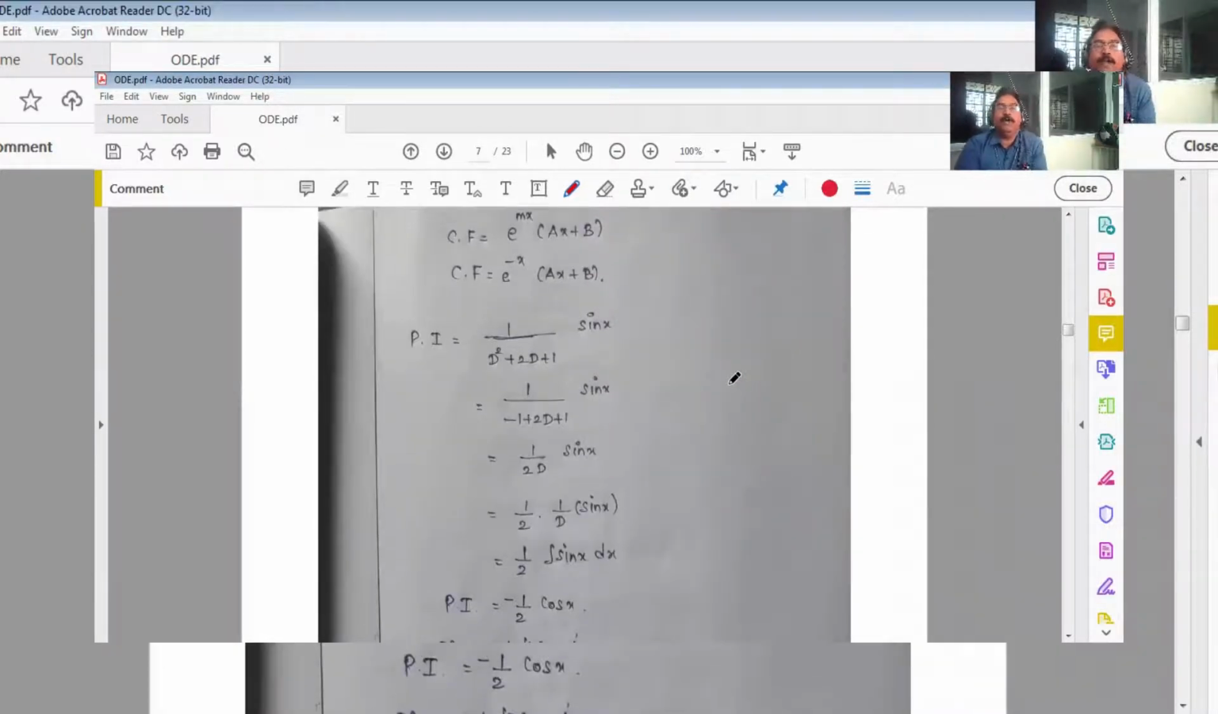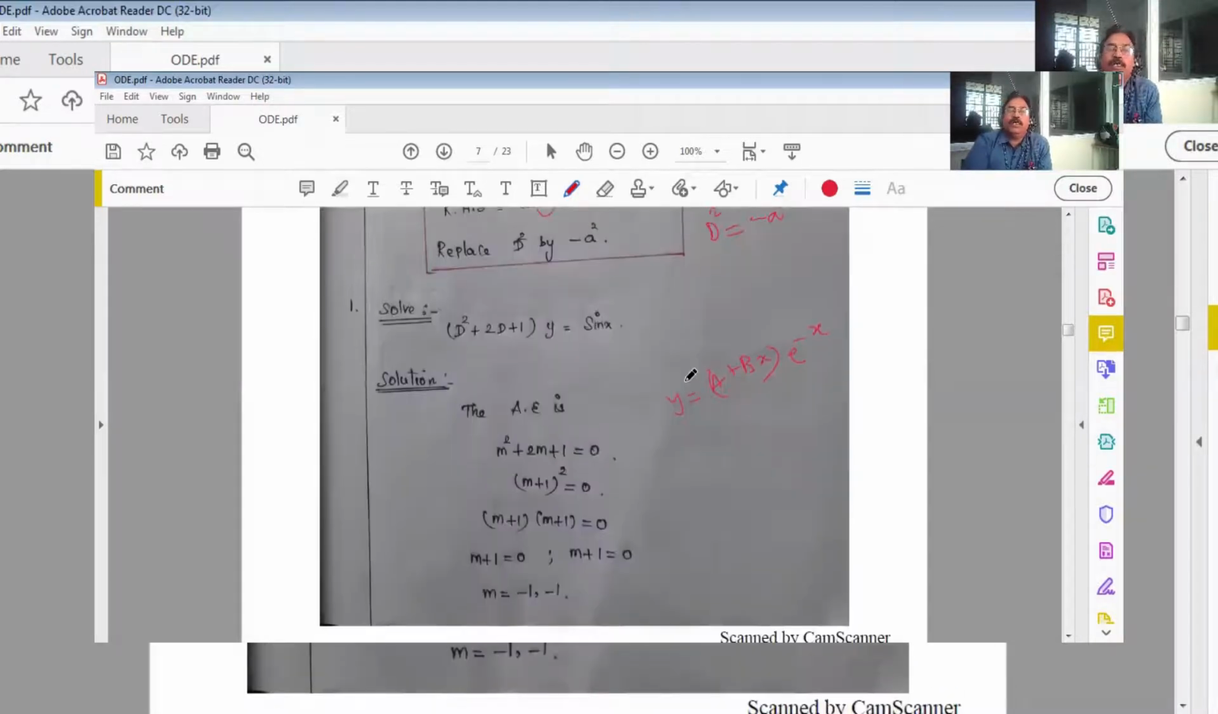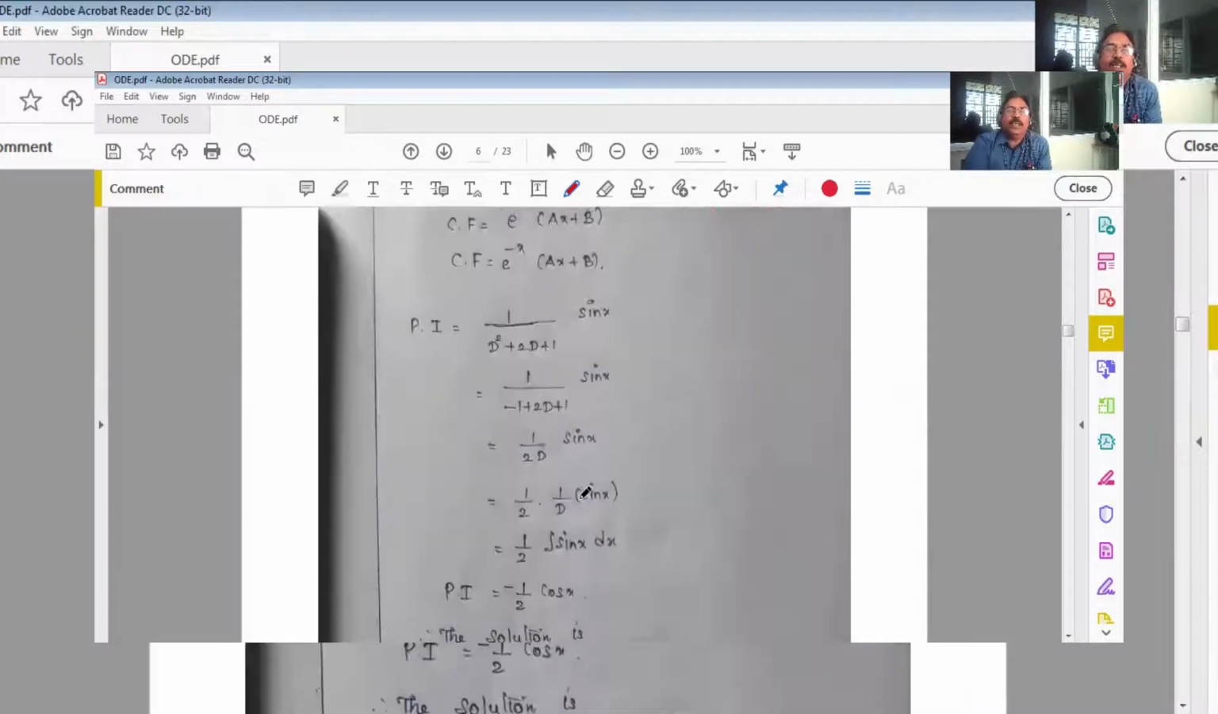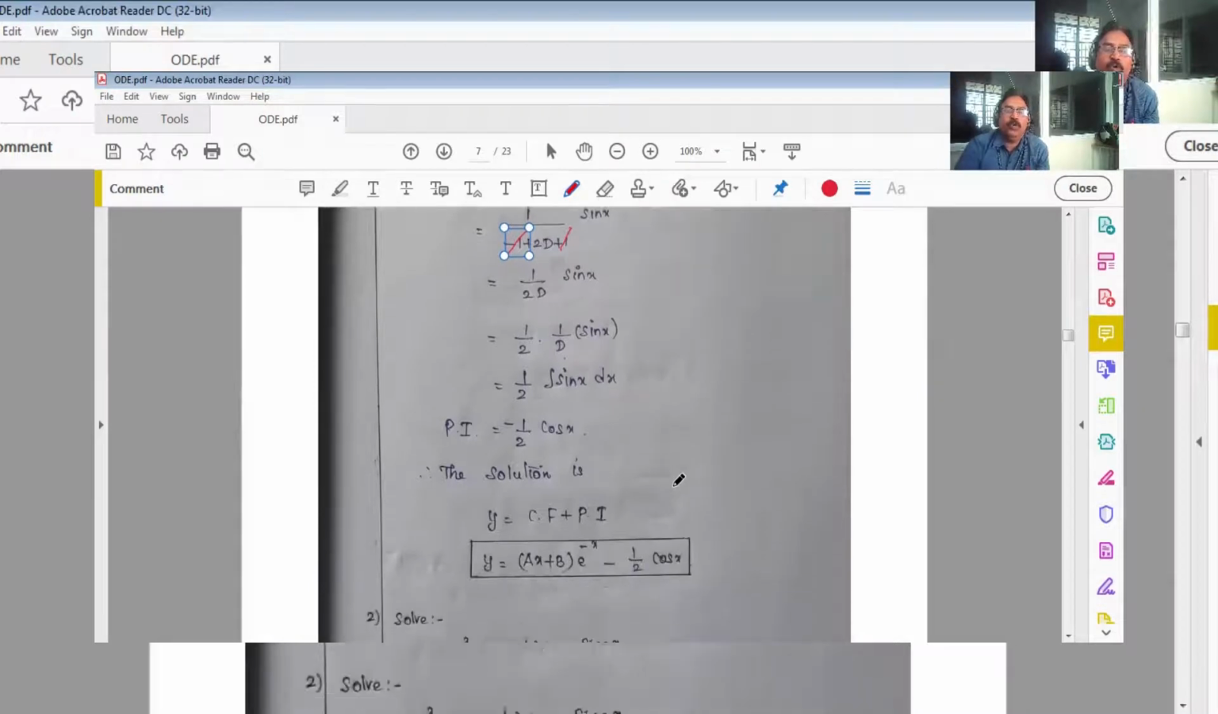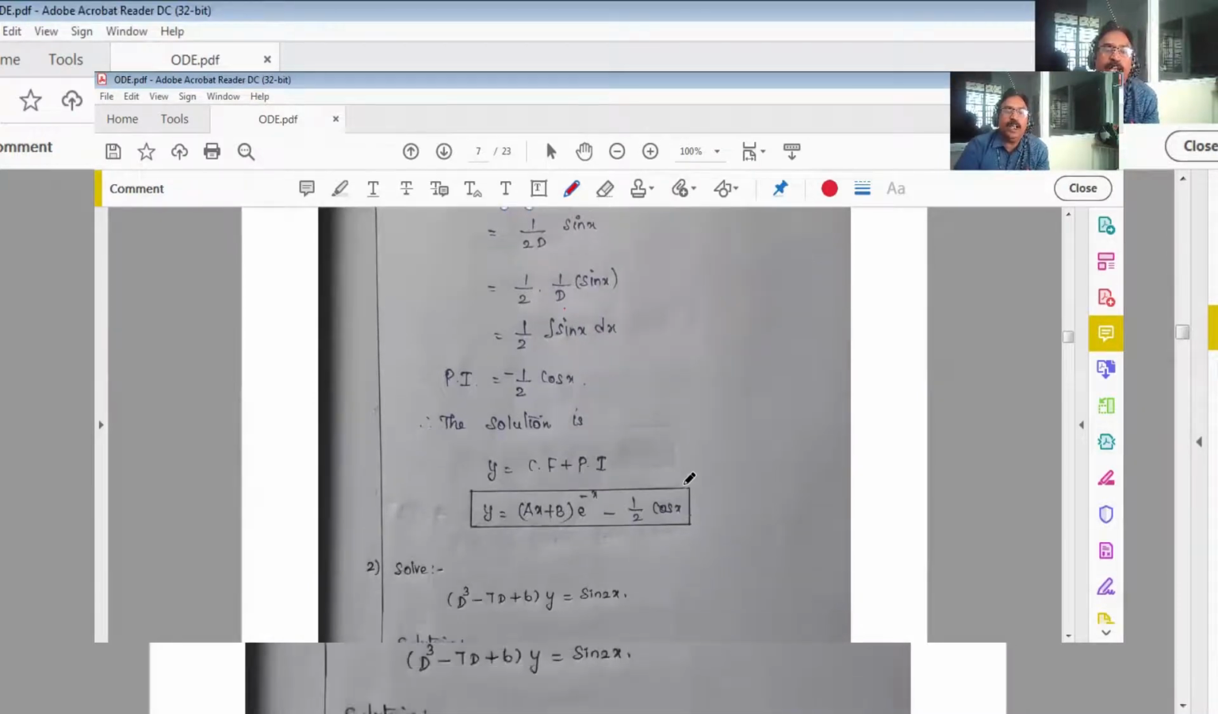Now write the complementary function, and e power x. Okay, that is what is written here. After that, you write this, right? D square is minus 1, and plus 1 gets cancelled. 1 by 2D, already said 1 by D is integration. Sin x minus cos x. So it is minus 1 by 2. Combine both, and you get the answer.